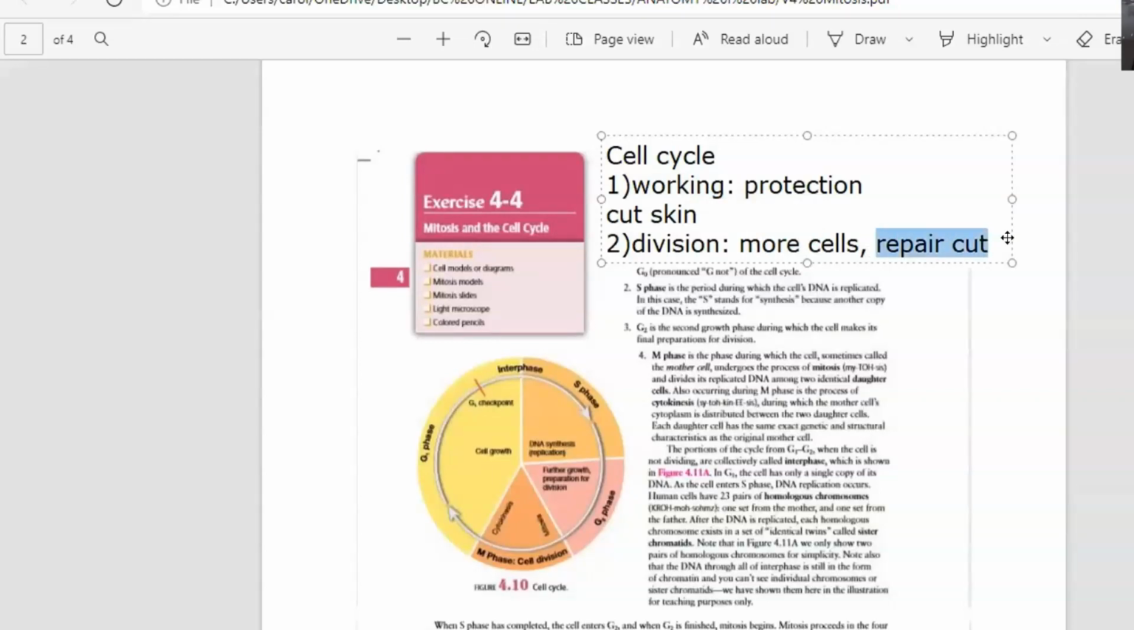So basically, what is the cell cycle? The cell cycle is composed of two things. When the cell is working, doing whatever the cell needs to do, and the other part is when the cell is dividing.